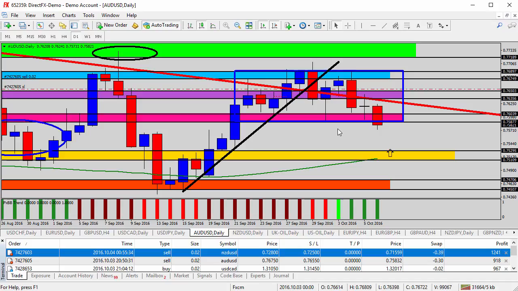We need some pretty good NFP data coming up tomorrow. So we'll wait and see how that plays out. Otherwise, we've closed profit on the trade. We've protected profit. We can't lose on the trade. So that's what we're going to be looking for over the next day or so for the Australian dollar.